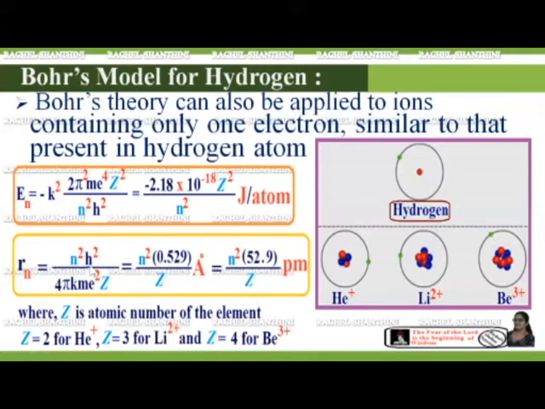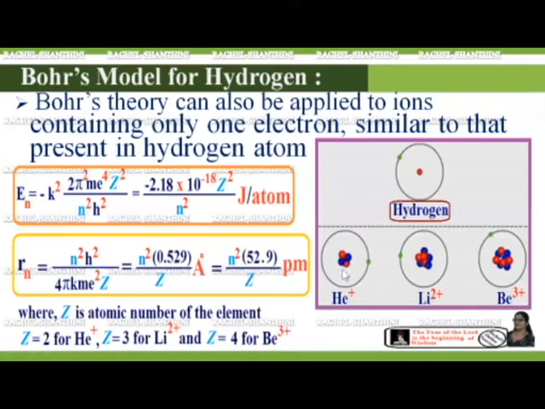If we substitute the value of h Planck's constant, pi, k Coulomb's law constant, mass of the electron and charge of the electron in this expression, we get Rn is equal to n square into 0.529 upon z angstrom. Here we can write the expression Rn is equal to n square into 52.9 upon z picometer. Z is the atomic number of the element. We know that atomic number is nothing but the number of protons present in the nucleus. Here in these ions, we could see the number of protons present in the nucleus is greater than the electrons present in these ions.